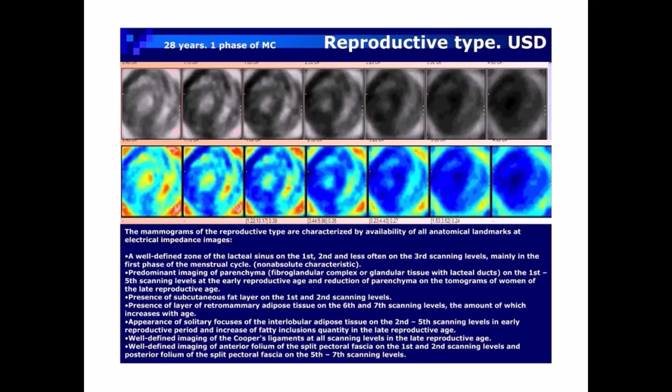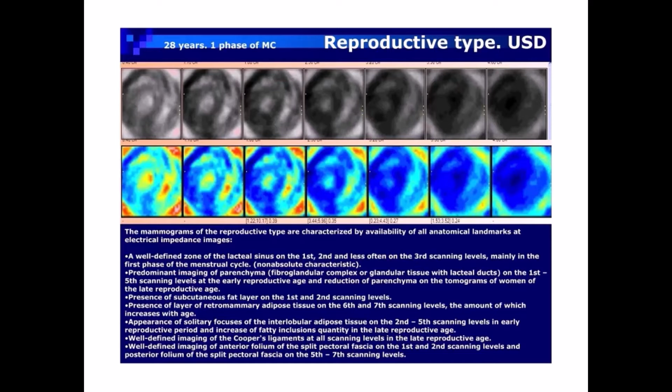Reproductive type, ultrasound. The mammograms of the reproductive type are characterized by availability of all anatomical landmarks at electrical impedance images. A well-defined zone of the lacteal sinus on the first, second and less often on the third scanning levels, mainly in the first phase of the menstrual cycle, known absolute characteristic. Predominant imaging of parenchyma, fibroglandular complex or glandular tissue with lacteal ducts, on the first to fifth scanning levels, at the early reproductive age, and reduction of parenchyma, on the tomograms of women of the late reproductive age. Presence of subcutaneous fat layer on the first and second scanning levels.